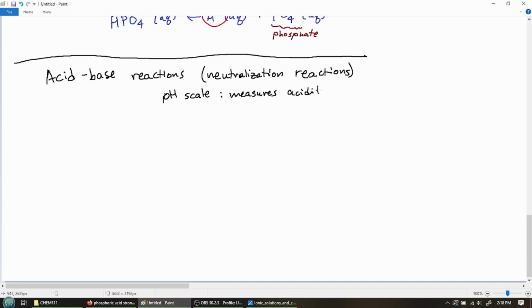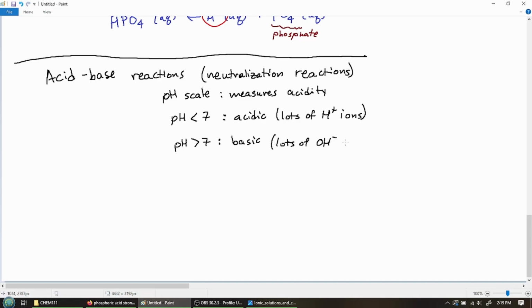The more acidic something is, so we're going to say pH less than 7, we're going to say that this is acidic. Something with a pH of greater than 7, we're going to say it's basic. So something that has lots of H+ ions is going to be acidic, and it's going to have a pH of less than 7. Something that has lots of OH- ions is going to be basic, and it's going to have a pH of greater than 7.